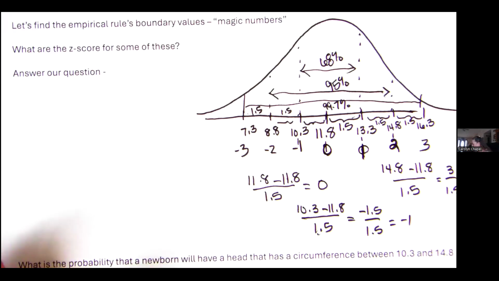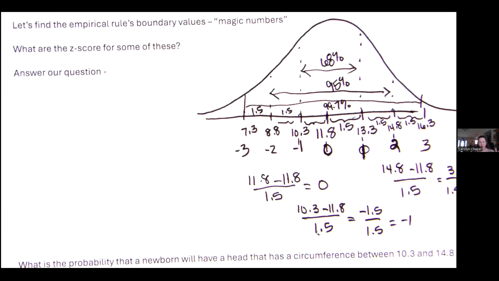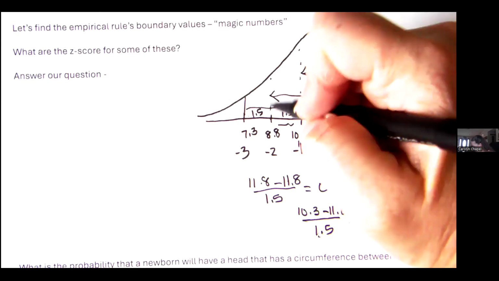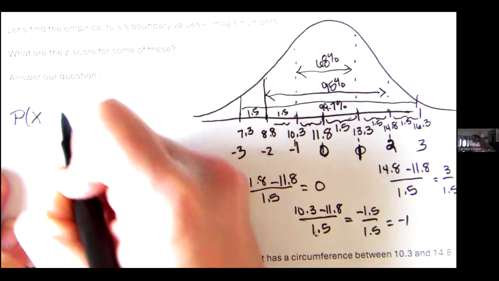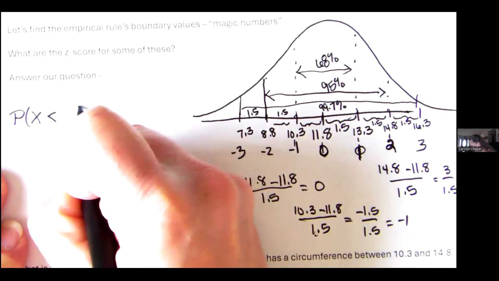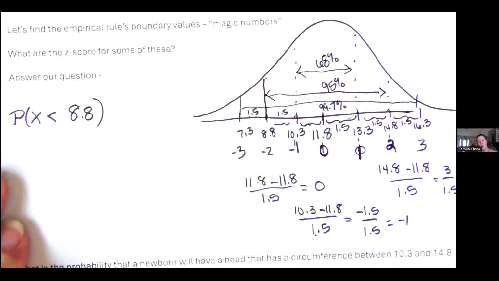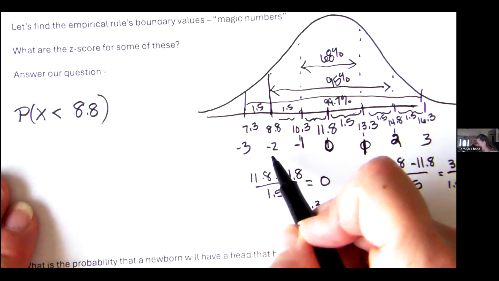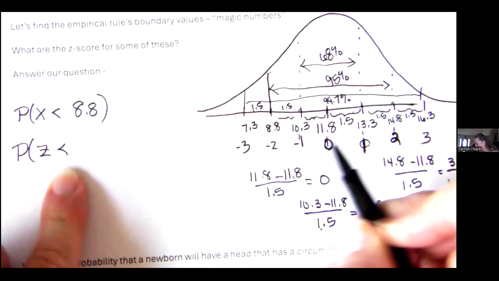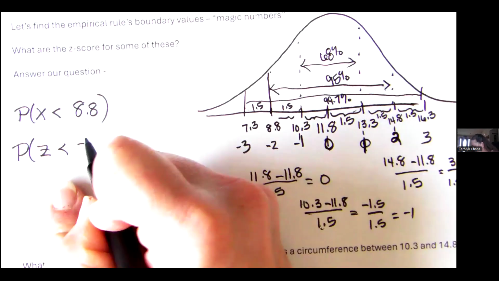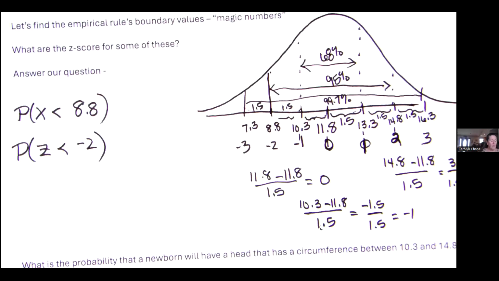We wanted to know, what is the probability that this head circumference of a newborn will be smaller or less than 8.8? So we're looking for the probability that X is less than 8.8. If I wanted to, I could transform this to the standard normal because it's going to be asking the same question. What's the probability that Z is less than 2? And I'm going to go back to that table that had all the pieces split up.